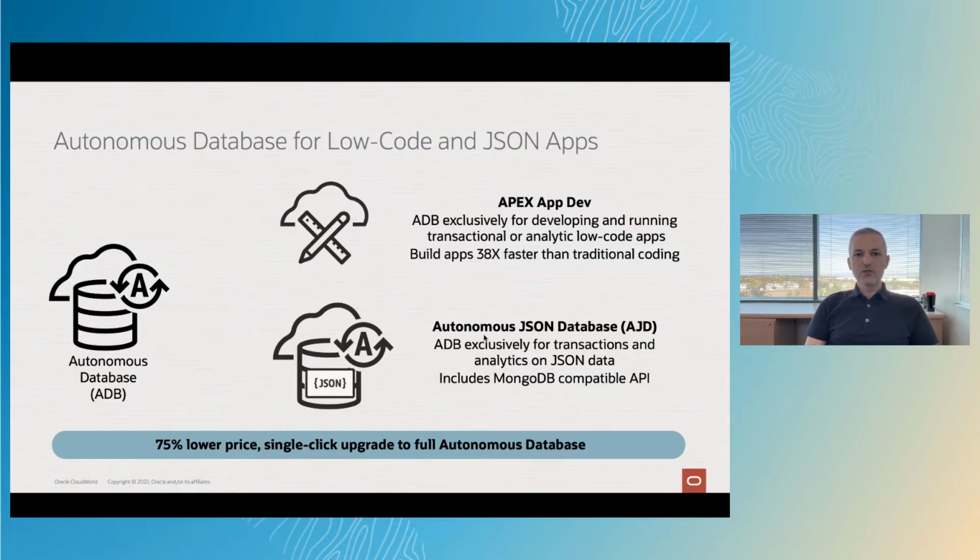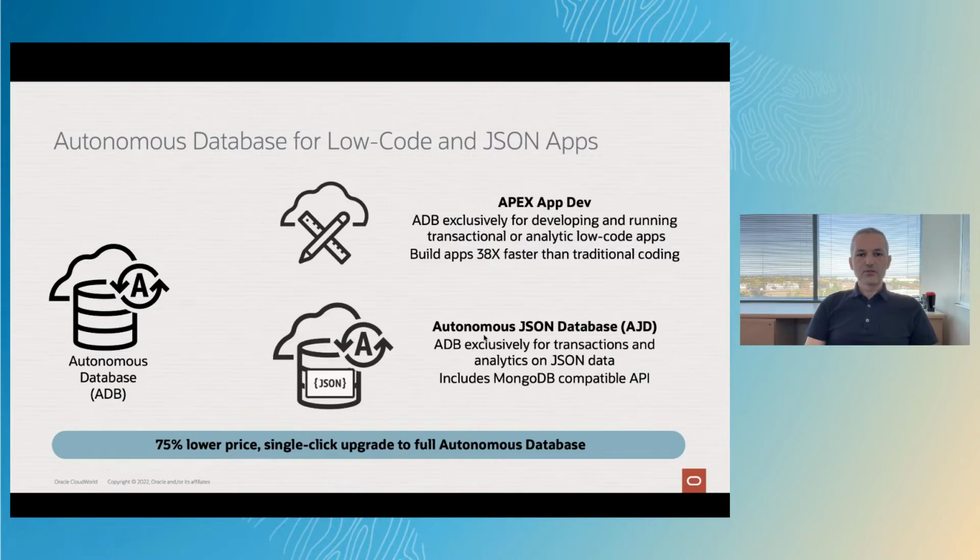One is Apex application development. This gives you a database that you can use to code Apex applications, low-code Apex applications, and build applications faster than other development frameworks. The last flavor of autonomous database is autonomous JSON database. This gives you a database to run your JSON applications. It also provides, we recently announced this, a MongoDB compatible API. So if you have an application running on Mongo, you can move that data to autonomous JSON database and still use the MongoDB APIs to insert or retrieve data from the database.